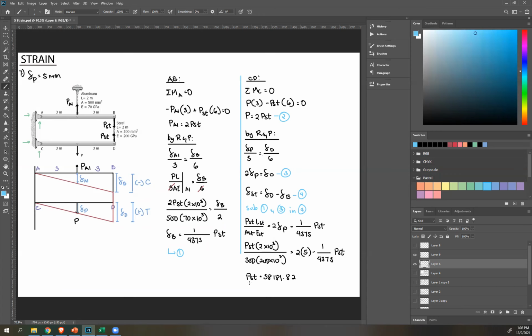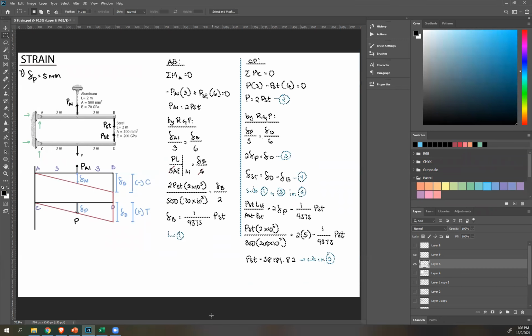38,181.82. That's not our final answer. We're looking for maximum load P. But we have an equation relating PST and P, right? It's over here. So just sub that into. And then therefore, you're gonna get, let me just move everything. And therefore, P is just twice that, which is 76,363.64 Newton or 76 kilonewton.